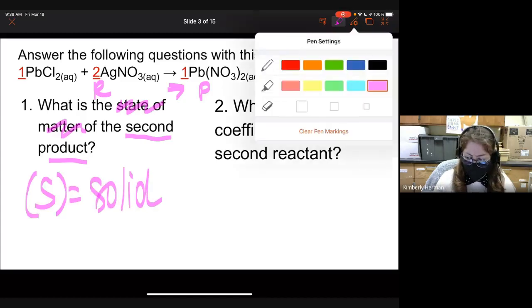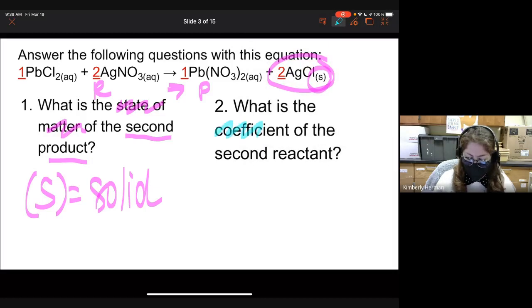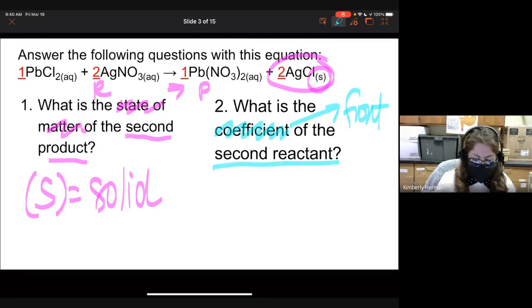For number 2, we now see what is the coefficient. So remember that the coefficient is going to be that front number that we use for balancing to prove the law of conservation of mass, that our reactants are equal to our products. And we're looking for the second reactant. So our reactants are on this side and our second one's there. So we would see that it is a 2 for that one.